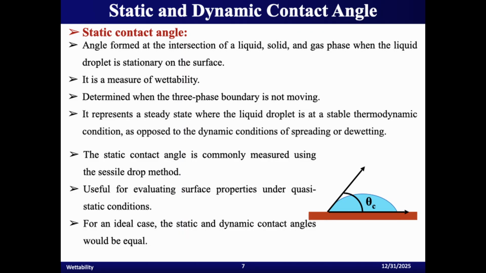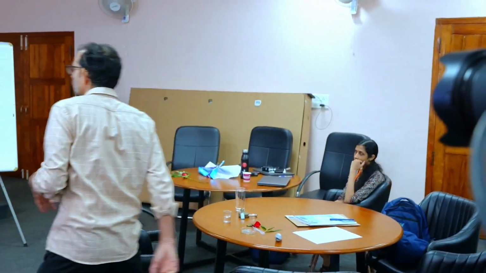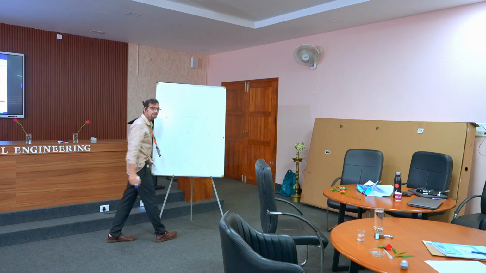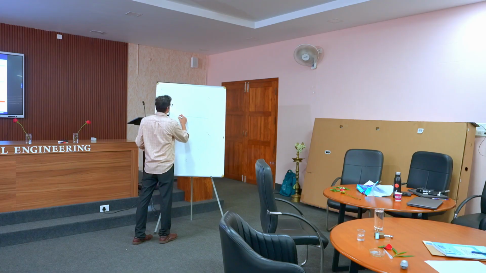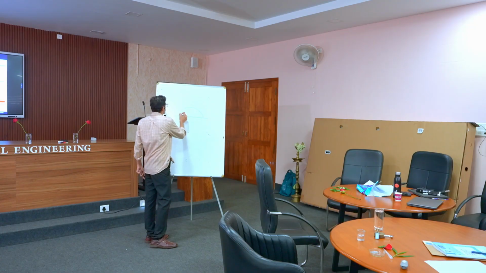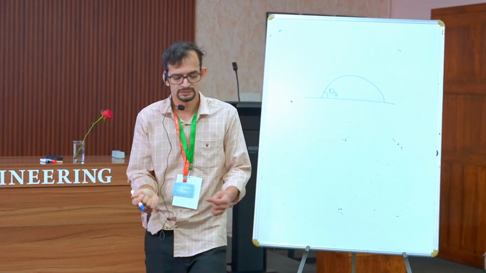So this is called a static and dynamic contact angle. Let us take the case of a dynamic contact angle. I will tell you what happens. With a board, it is better for me. I hope it is visible to everyone, right? So you put a drop here, and it will take a shape like this. I am calling it a static contact angle, or equilibrium contact angle.